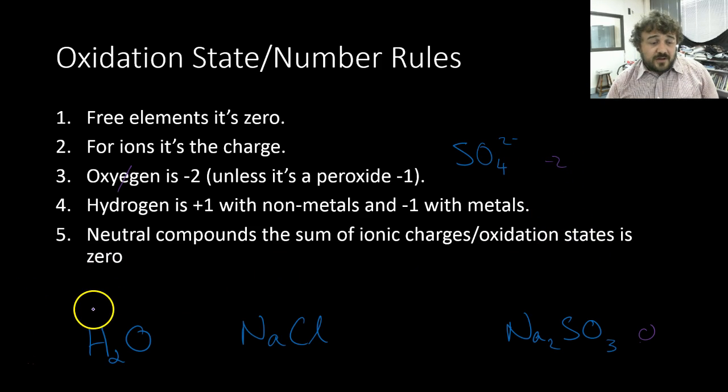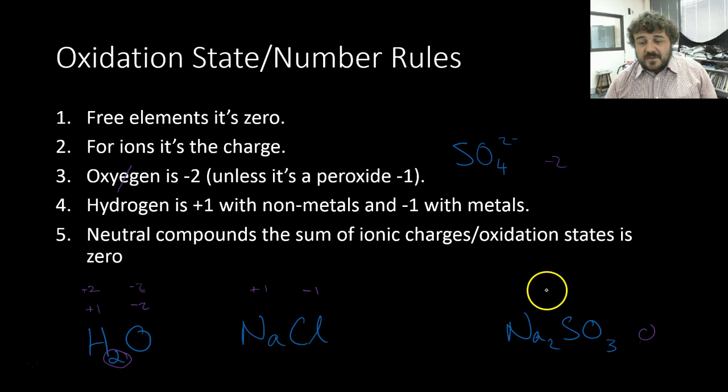But first, let's have a look at water. Hydrogen with a non-metal is +1, and oxygen is always -2. Now, they don't add up, except, look at that, we multiply the hydrogen by 2. So it's actually +2, -2. Over here, this is an ionic compound, so it's the same as the charges. Here we have a +1, because it's in the first period, and here we have a -1, because it's in period 7.